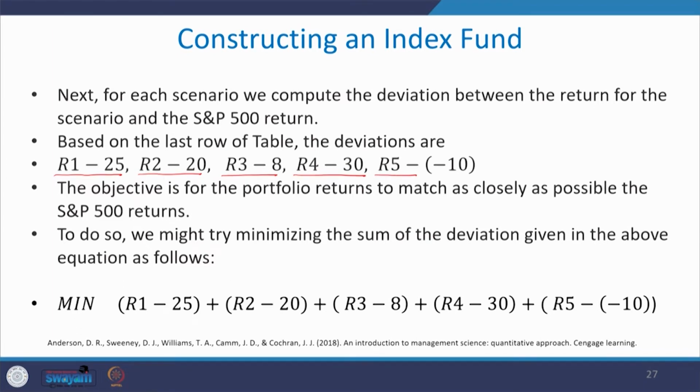To do so, we might try to minimize the sum of deviations given in the above equation. So, the sum of the deviations has to be minimized. This is deviation 1, deviation 2, deviation 3, deviation 4, deviation 5 for all 5 scenarios.